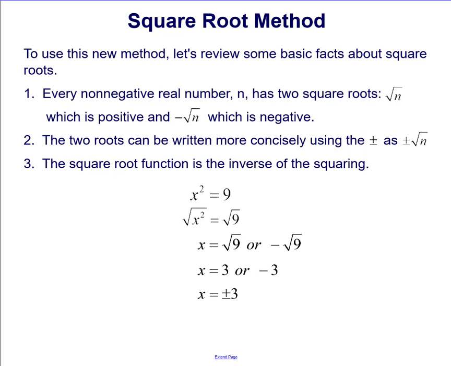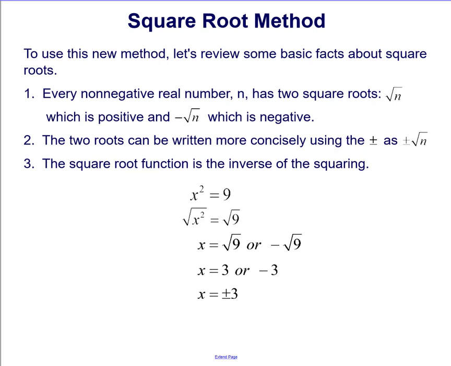Fact number 1. Every non-negative real number n has two square roots, the positive square root and the negative square root. The reason why we say non-negative is that we're also including 0. So 0 is neither positive or negative, it's neutral, so that's why we use the phrase non-negative. Real refers to any number you can think of, and n is simply the variable indicating what that number is. So once again, every non-negative real number has two square roots, the positive square root and the negative square root.